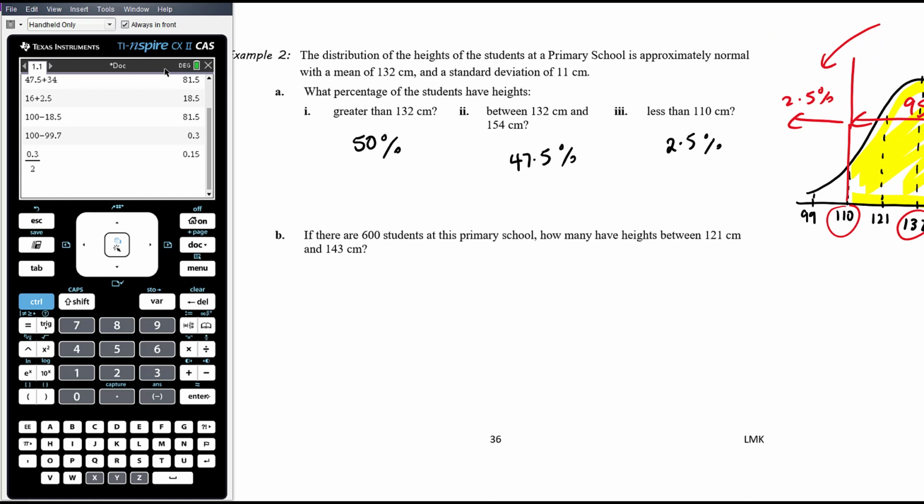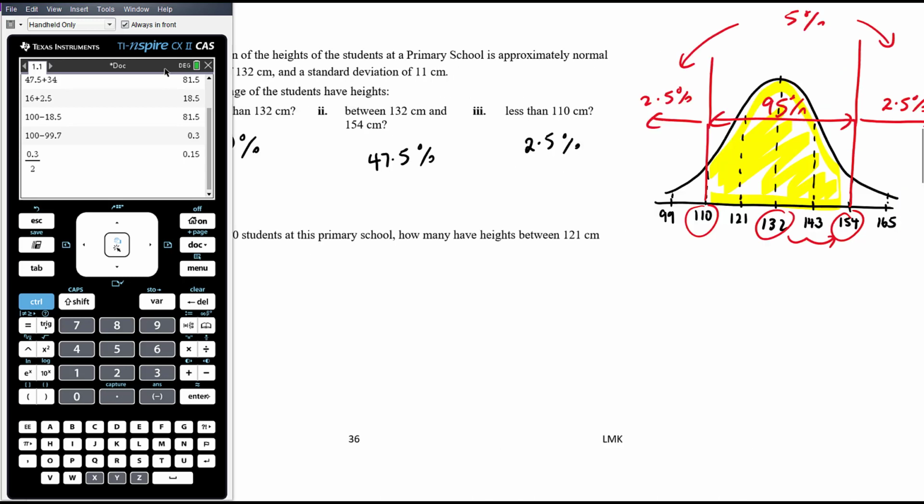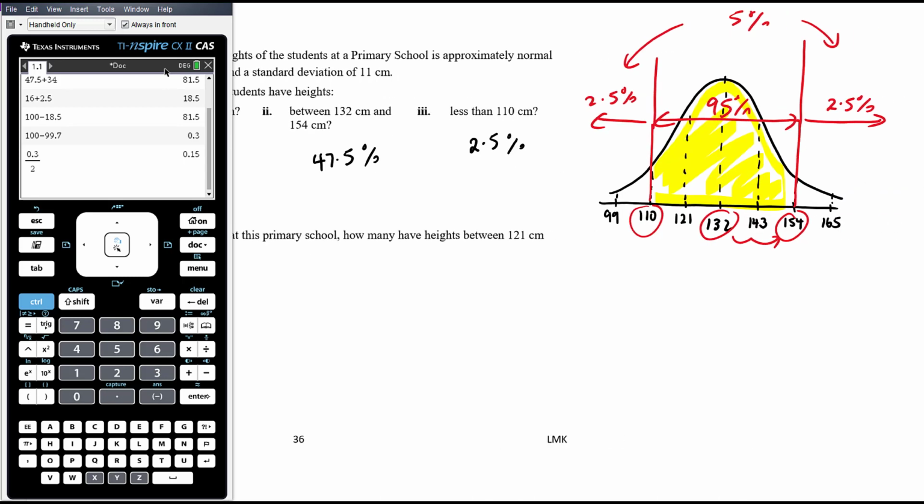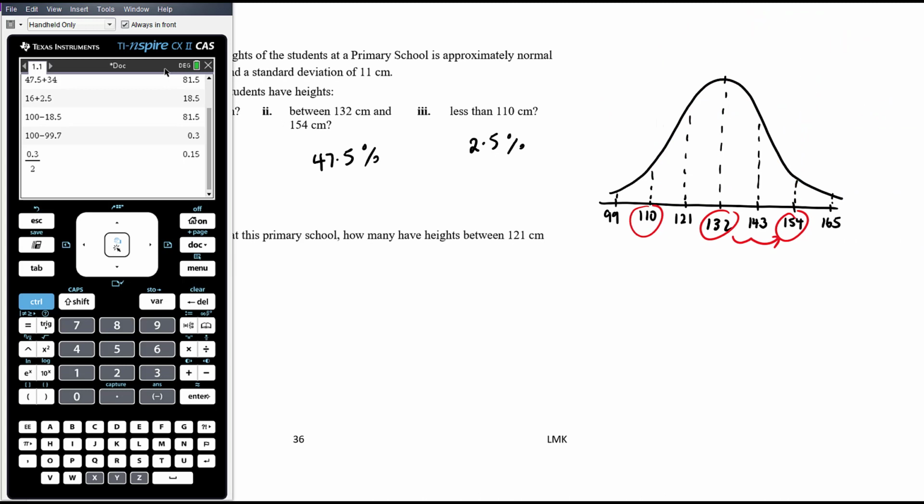Part B, if there are 600 students at this primary school, how many have heights between 121 and 143? Okay, so 121 and 143. So that is 1 standard deviation either side of the mean. So we know that that's 68% between those two values.